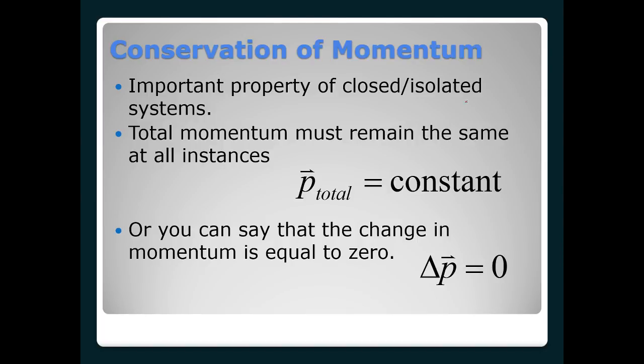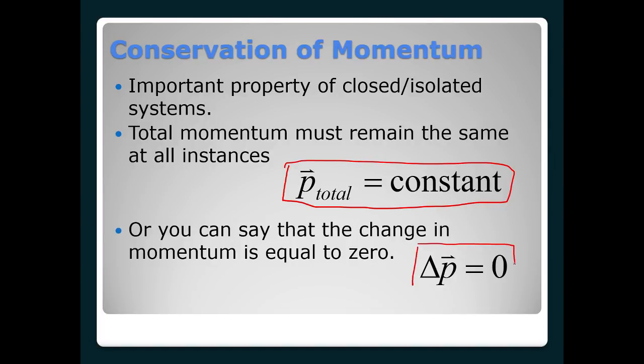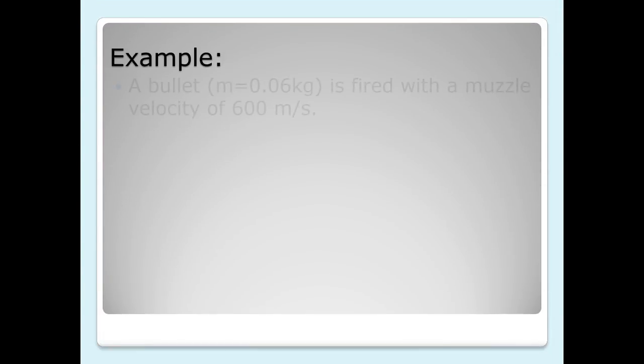But the main idea is that your total momentum remains constant, or you can think of it as all changes in momentum adding up to zero. Once you add up the change in momentum from one object and add it to the change in momentum of another object, it still ends up being zero. Okay, so here's an example of this.